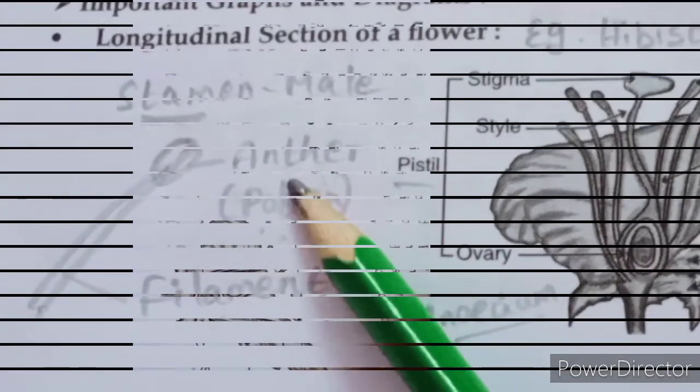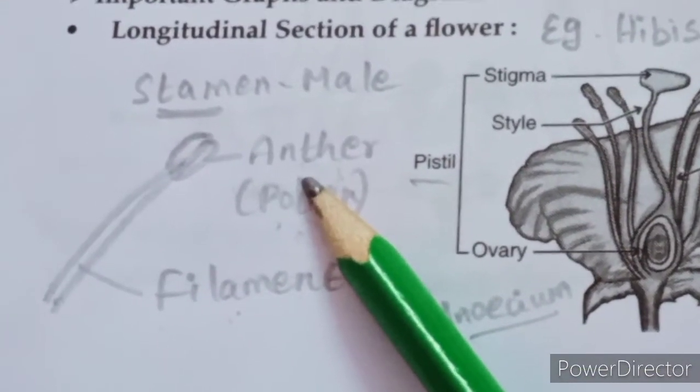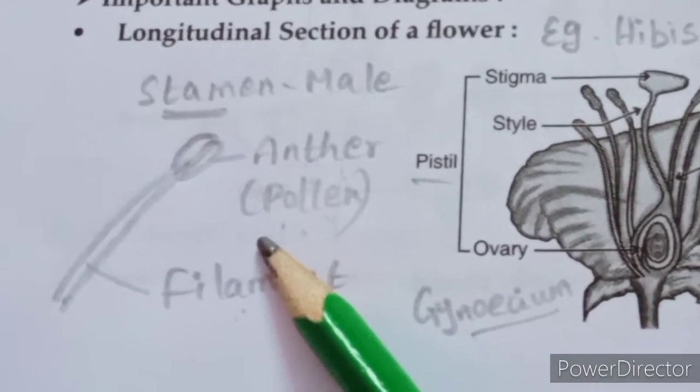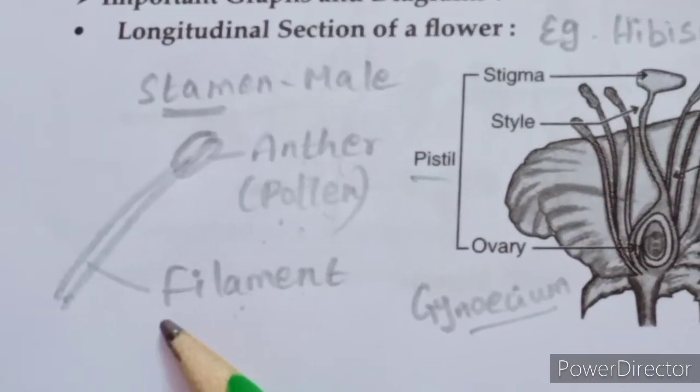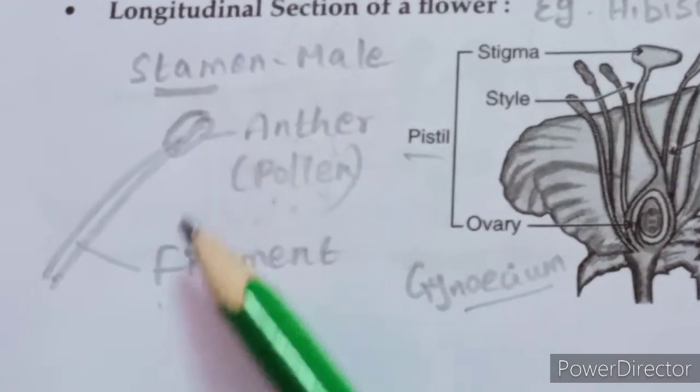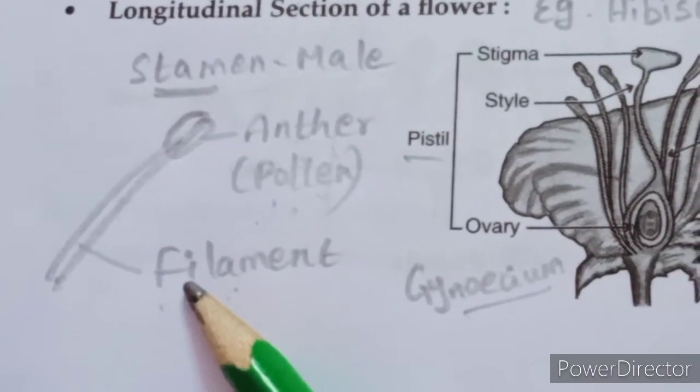Now coming to the functions of anther: it is the site of pollen development and the dispersal of pollen grains after maturity. Functions of filament: it is a long stalk-like structure that helps to hold the anther, and it supplies water and nutrients to the anther.